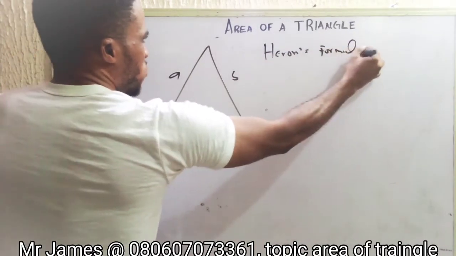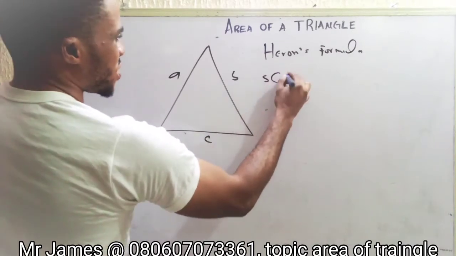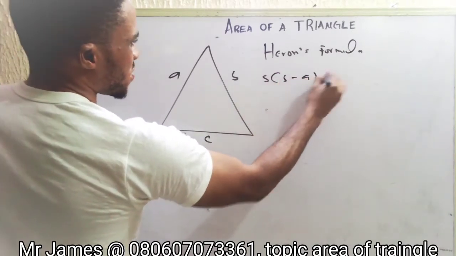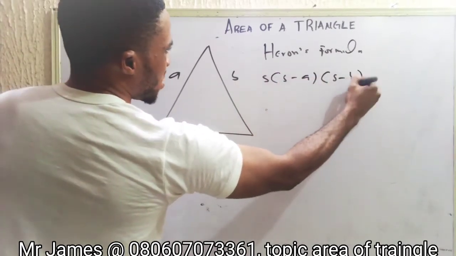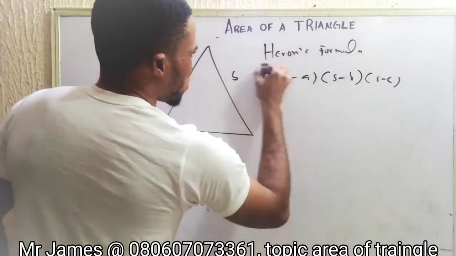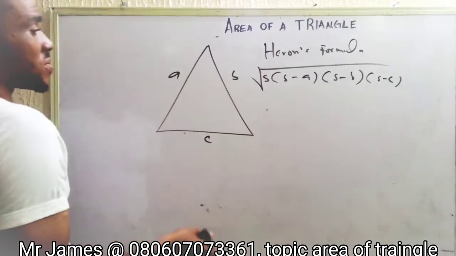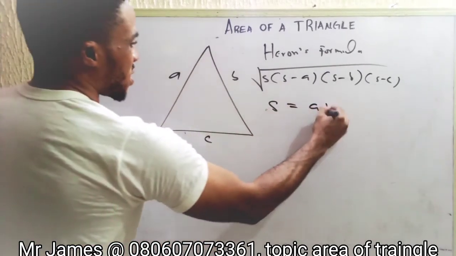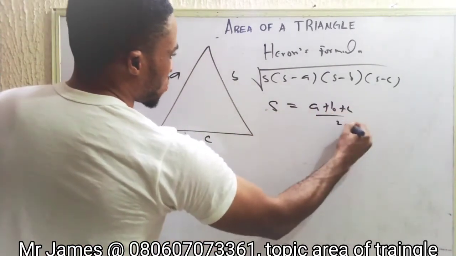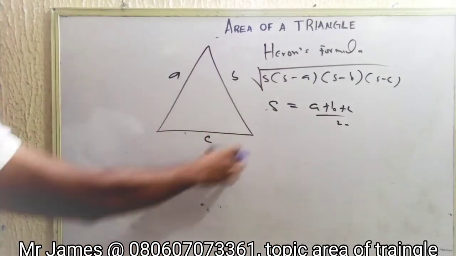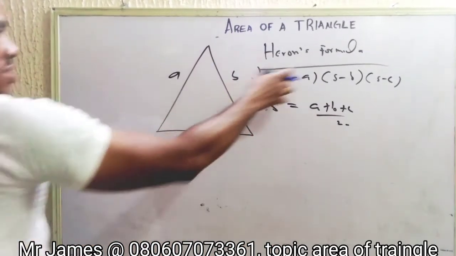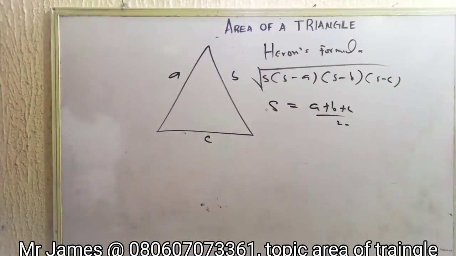Which simply is written as the square root of s times (s minus A) times (s minus B) times (s minus C). On the other hand, s is given as (a plus b plus c) divided by 2. So the addition of the 3 sides divided by 2 will give you the s. All you have to do is just substitute there.